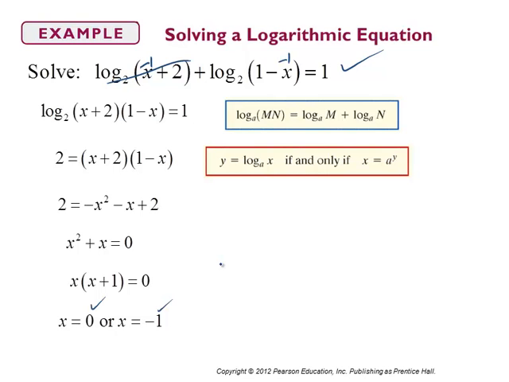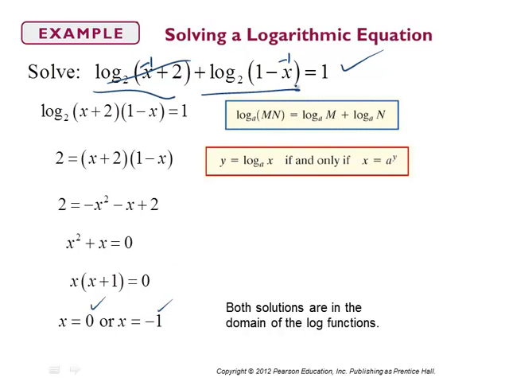So folks, make sure that you always check these potential solutions to verify that they really are solutions. In this case, both of these really are solutions, okay? Because both of these numbers, 0 and -1, are in the domains of both of those logarithmic functions.